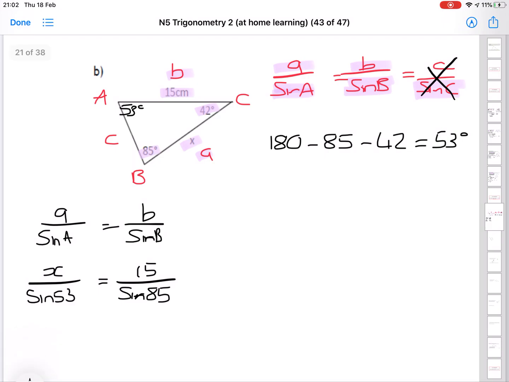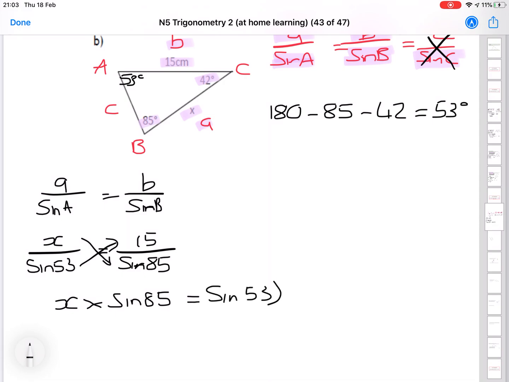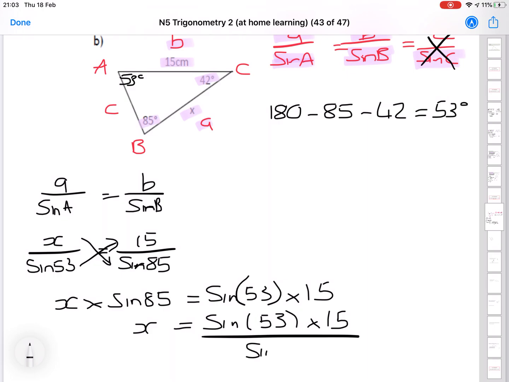So it's been a few lessons since we have done a sine rule calculation. If you don't really remember how to do the working, it is very similar to when we do arcs and sectors. So we have our two parts of our formula. We're now going to cross multiply, starting with the unknown value. So X times sine 85 is equal to, and then multiply the other way, sine 53 times 15, and then we're trying to find X, so that's been multiplied by sine 85, so we're going to divide both sides by sine 85. So we've got sine 53 times 15 over sine 85.